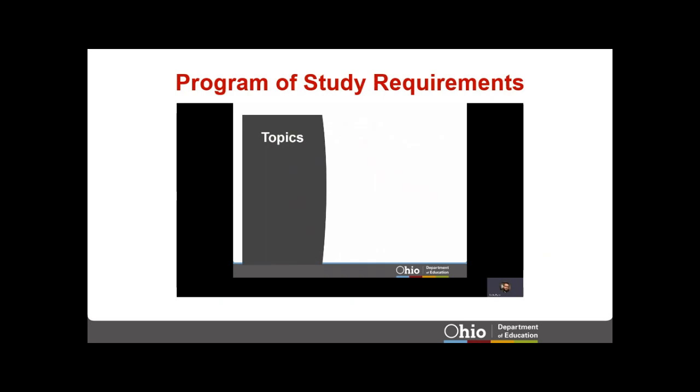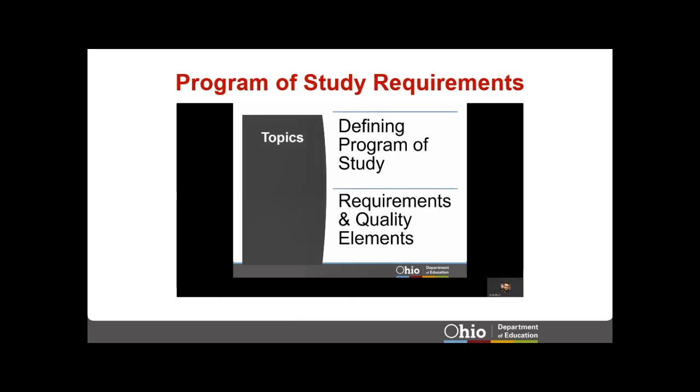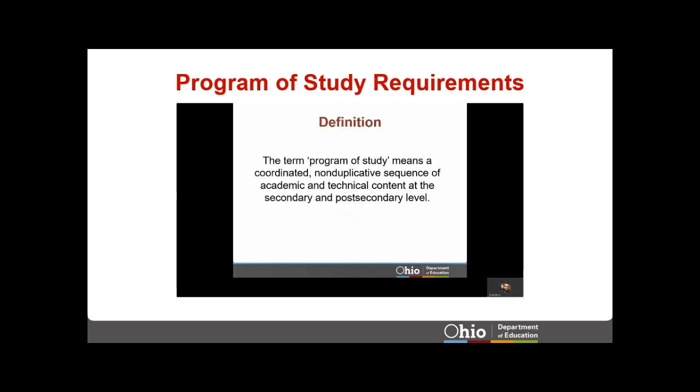In our Career Technical Education Program of Study Overview, we will define a program of study and identify federal and state program of study requirements and quality elements. The Strengthening Career and Technical Education for the 21st Century Act, referred to as Perkins 5, requires states to implement robust guidelines for adopting local programs of study. The term program of study means a coordinated, non-duplicative sequence of academic and technical content at the secondary and post-secondary level.